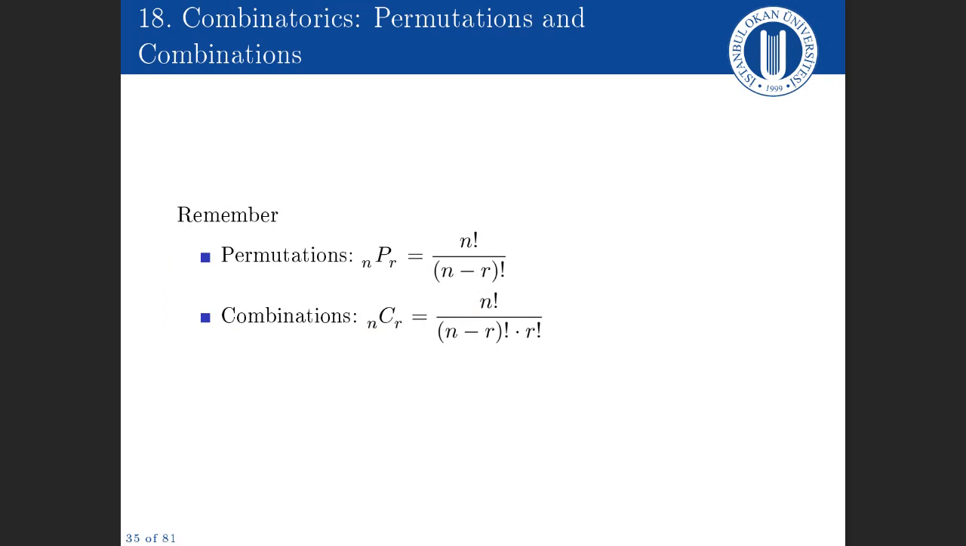So let me just recap. If we're using permutations, our formula is n factorial over n minus r factorial. That's if the order is important. If the order is not important, then we use combinations. nCr is n factorial divided by n minus r factorial, r factorial.